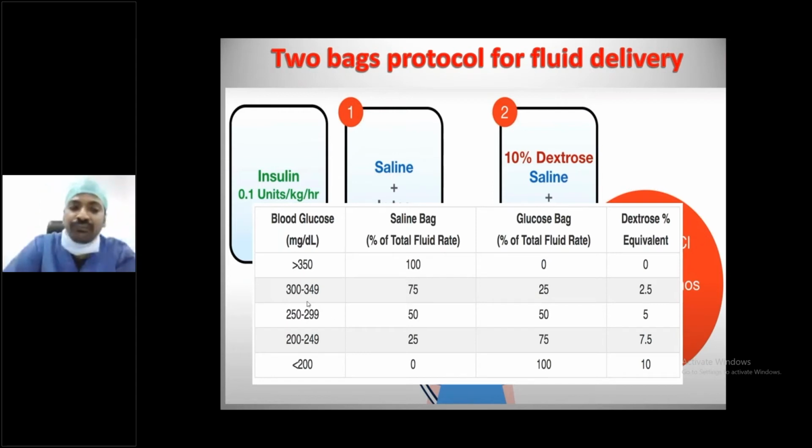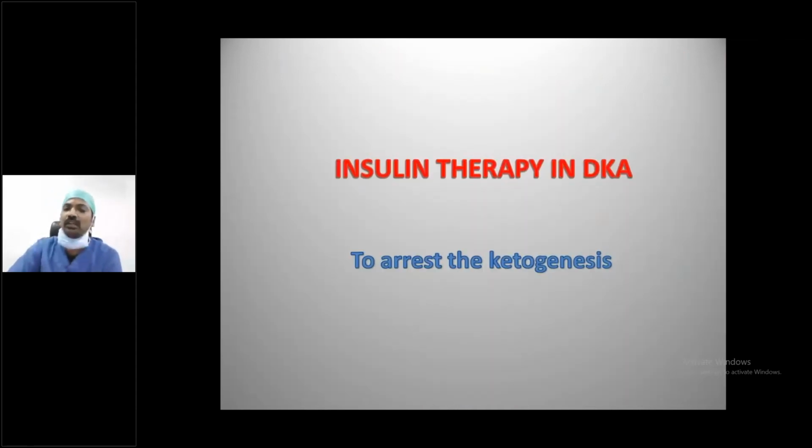If blood glucose falls between 250 to 300, then you adjust the rate, like 50% from the saline bag and 50% of the 10% dextrose bag. So this will allow you to adjust glucose concentration in the fluid very smoothly, and it will reduce the requirement of frequent change of the fluids. So this is about the fluid resuscitation in the DKA.